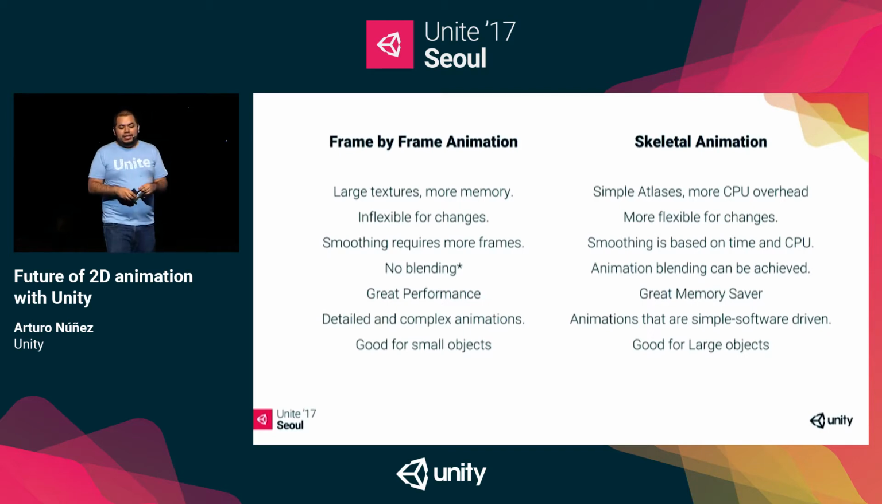Frame by frame is a bit inflexible for changes. Why? Because if we already have all the frames drawn into a texture, and we want to, let's say, change the color of our character, we will need to go back to the image editing program and do all those changes, right? In the case of skeletal animation, you just need to change whatever you have on your atlas, and you're good to go.